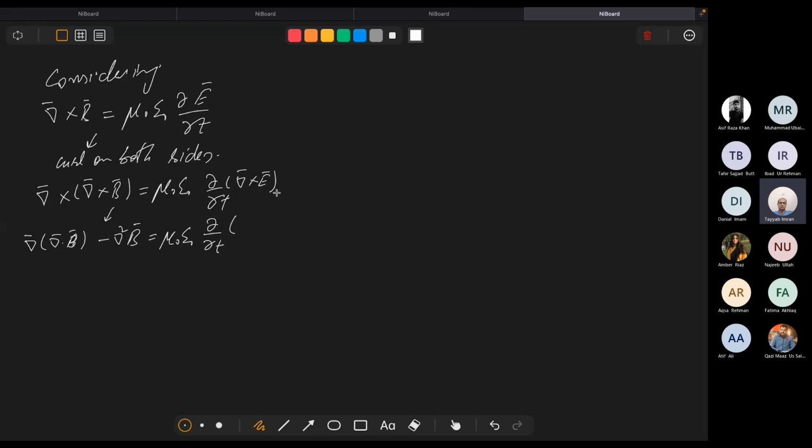What exactly is del cross E? We know already that del cross E is equal to ∂B/∂t. And in this equation, this term is 0, and what we have here is ∂²B/∂t². This is your equation. And why is this one 0? Because we already know that del·B is equal to 0.